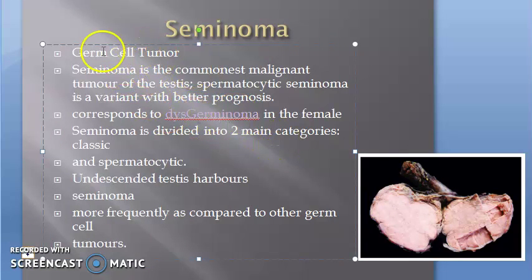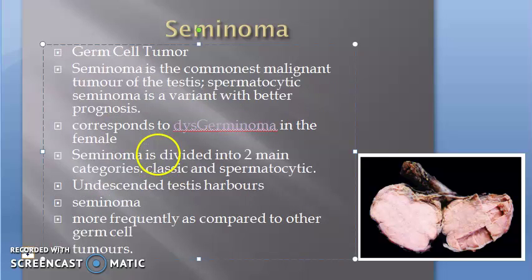So what have you studied so far? It's a germ cell tumor. It's the commonest malignant tumor of the testis. In females, it's called dysgerminoma. Seminomas can be of two categories, classic and spermatocytic. Okay.